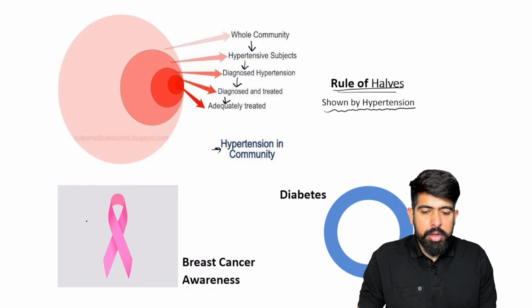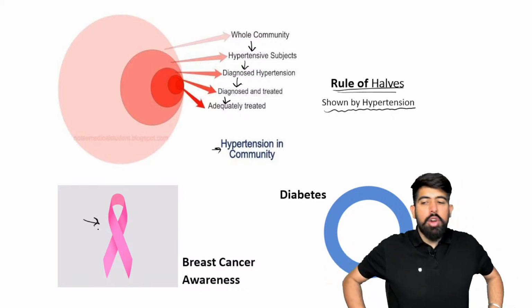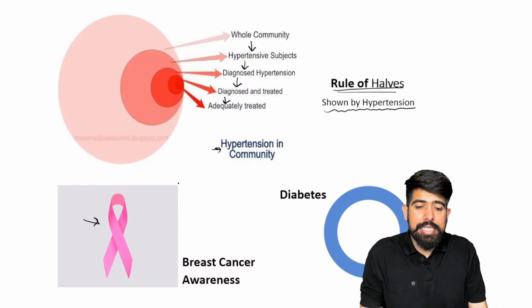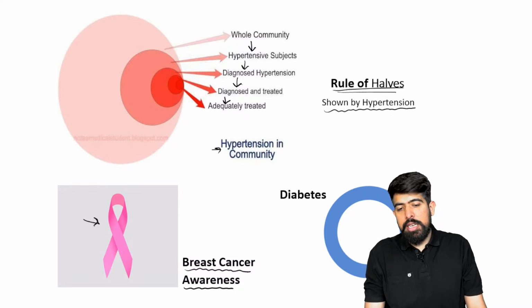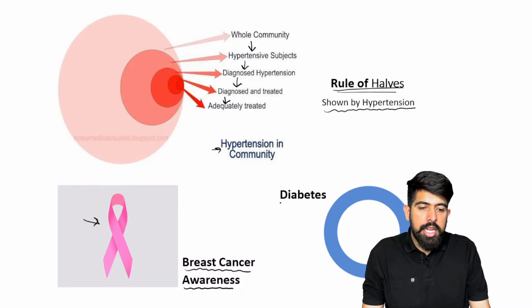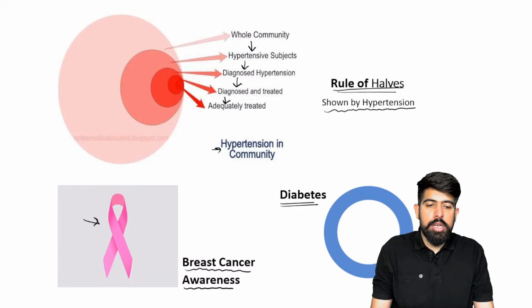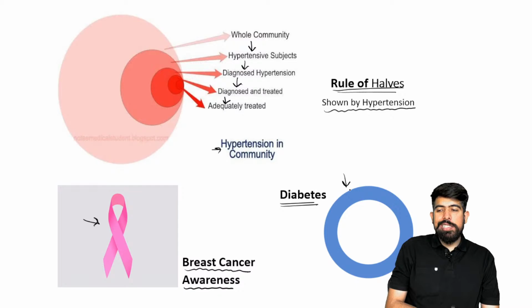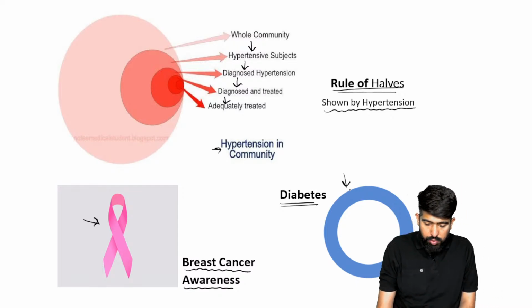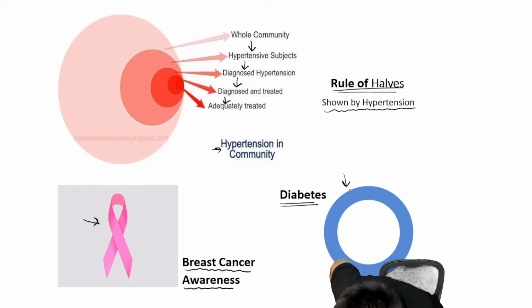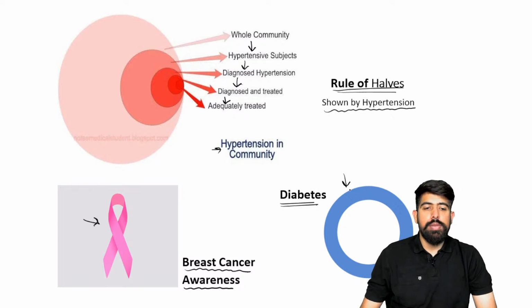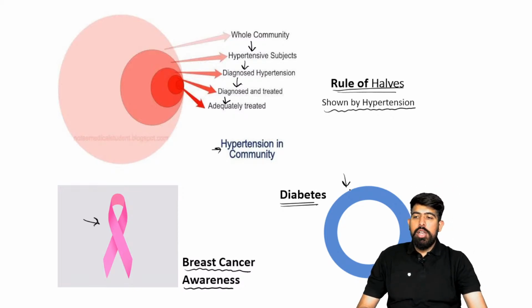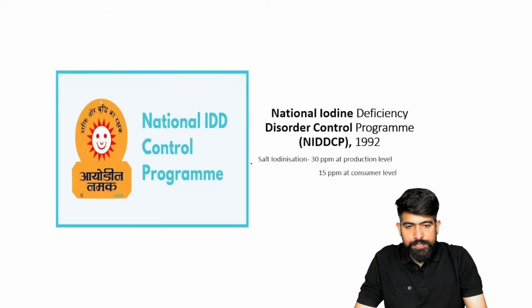The next two are very important. As we talked about, the red color cross ribbon was for AIDS and HIV, and this pink color one is for breast cancer awareness. If we're talking about the next logo, this blue color round logo is the logo for diabetes. This is the breast cancer awareness logo, and this is the diabetes logo.